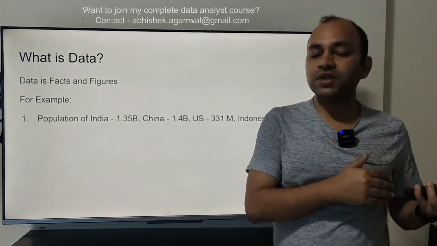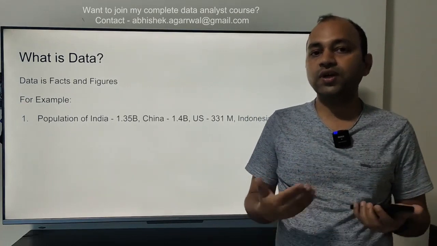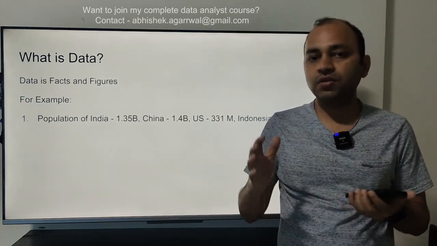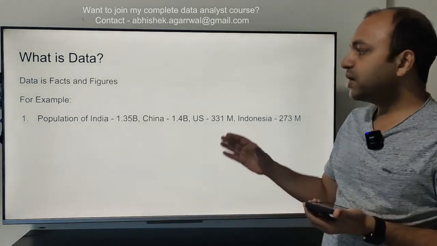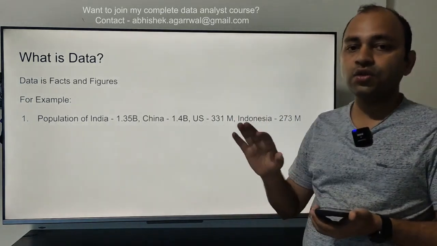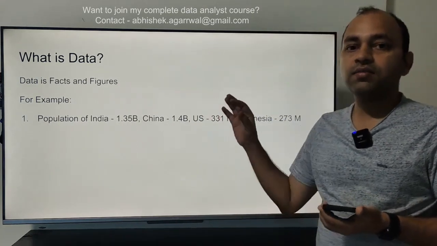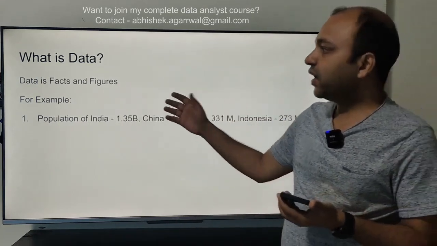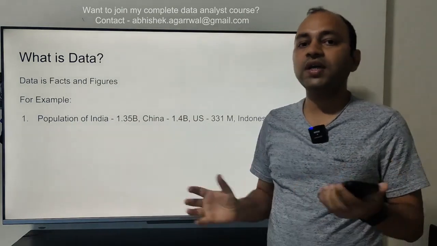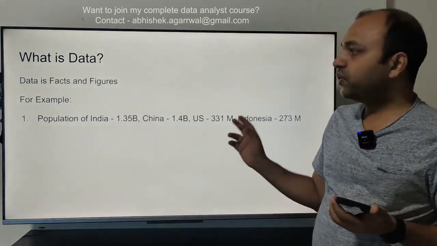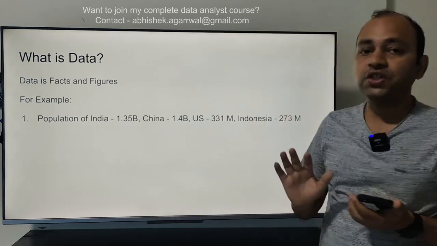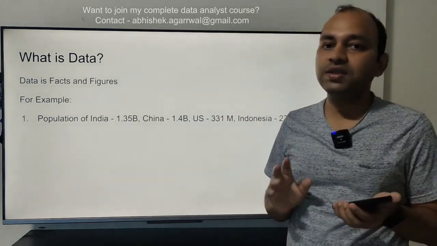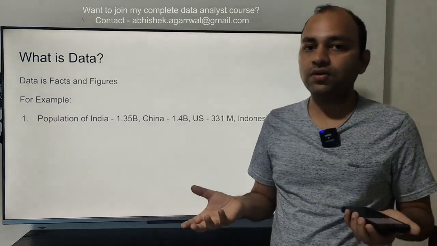And when we go into business intelligence, you also have different naming conventions like dimension and measure, but I'll keep it for later for the advanced BI scenarios. For the basics, you should know data can either be fact or figure, or it can be both, right? If I just tell you India, China, US, Indonesia, that means just the names of the countries, then it is data of the names of the countries.